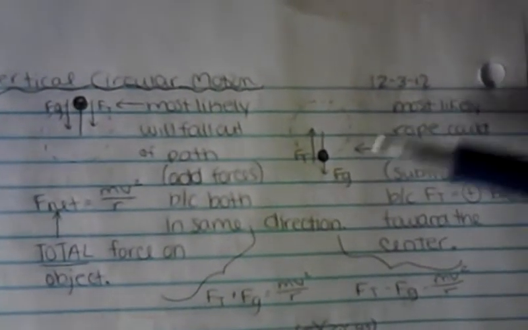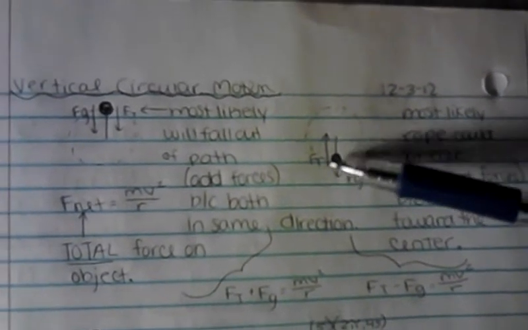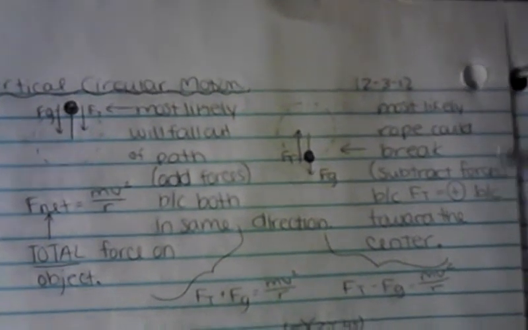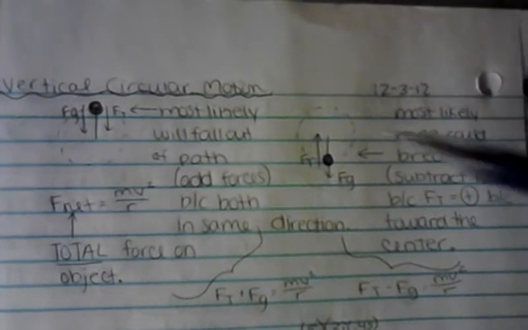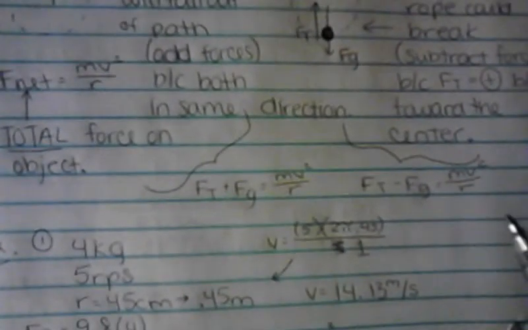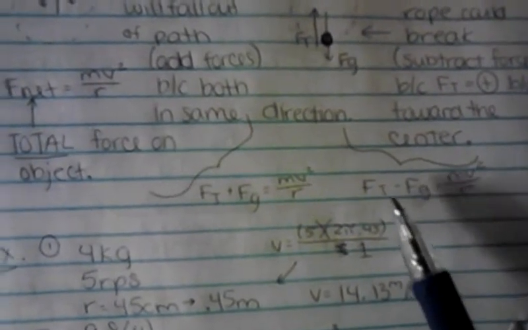Now let's say that you want to stop the ball at the bottom. Force gravity is still pushing down, but force tension is pointing up towards the center. What will most likely happen is the rope could break. Because force tension is pointing towards the center, that is what's positive. So you subtract force gravity from force tension in your equation.